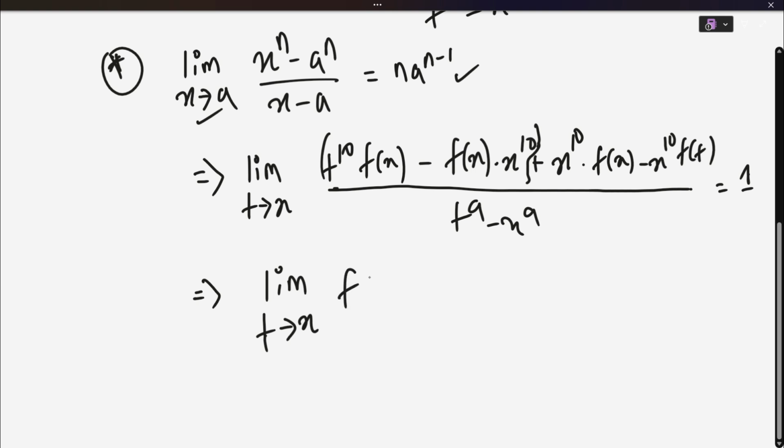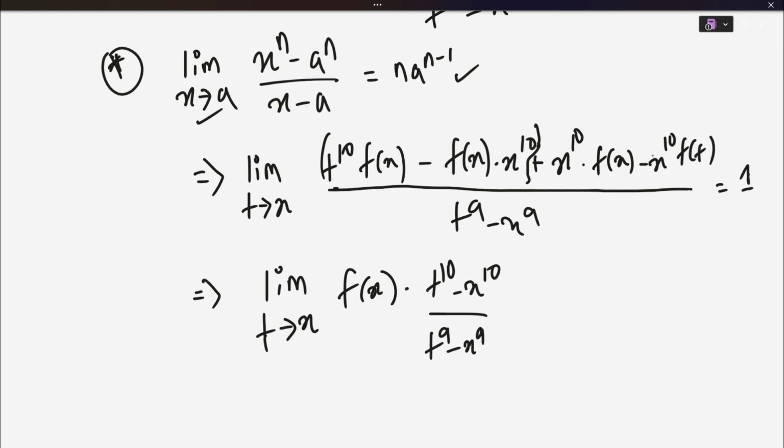Factor out f of x. In the numerator, write down t to the power 10 minus x to the power 10 as expected, and in the denominator, t to the power 9 minus x to the power 9. And then from this part, obviously we can take x to the power 10 common, but we would rather take minus x to the power 10 common, which also is outside the limit again, because x is not a limit variable, it's basically a constant in terms of the limit, which we can also do for f of x. In the next step, we will do that.